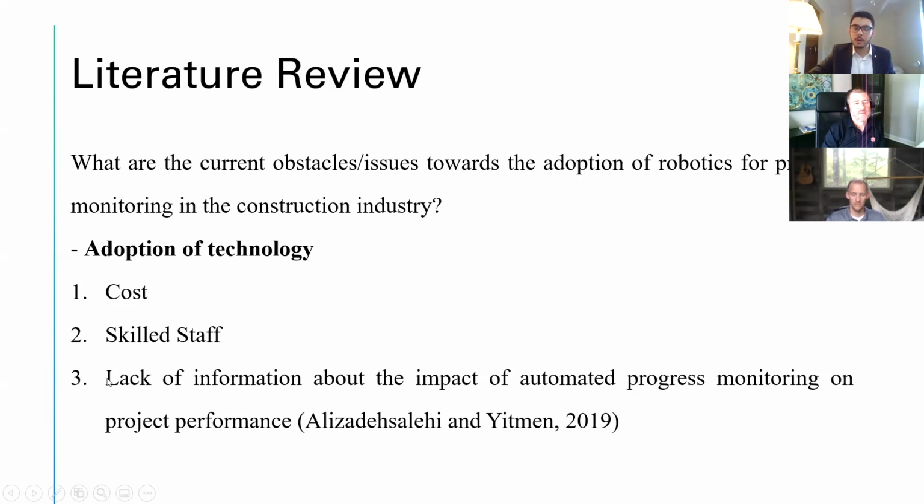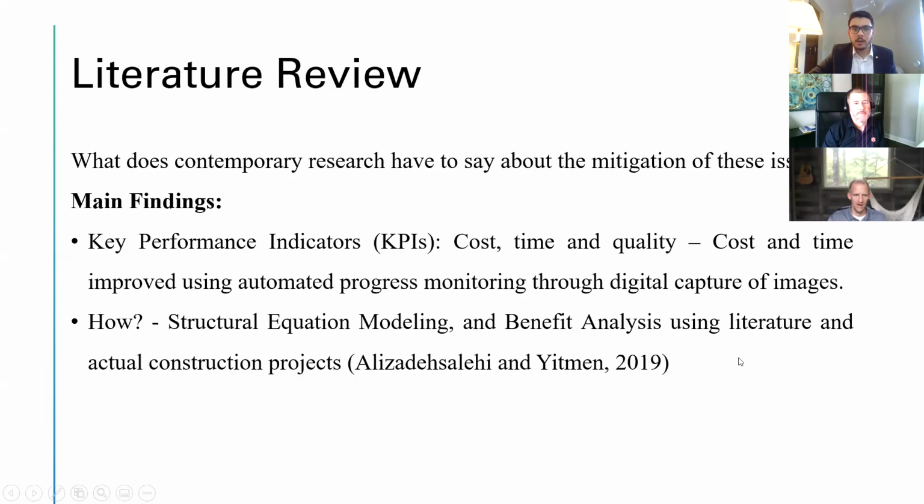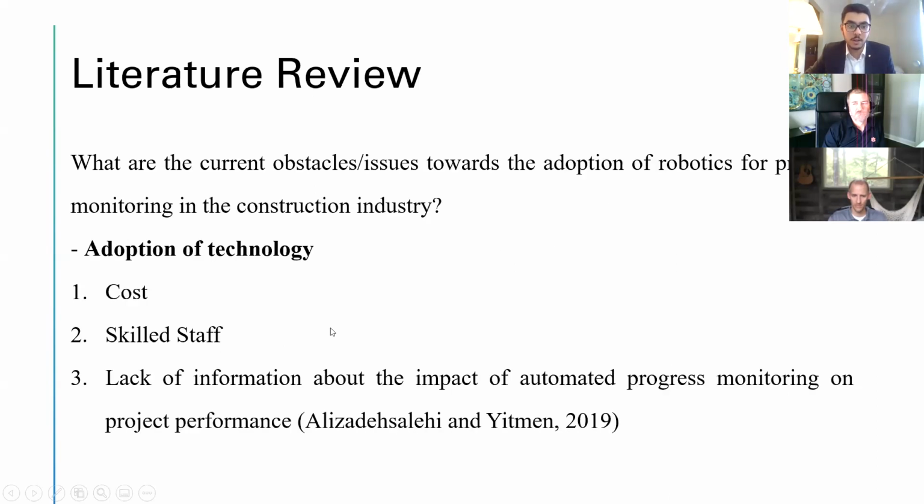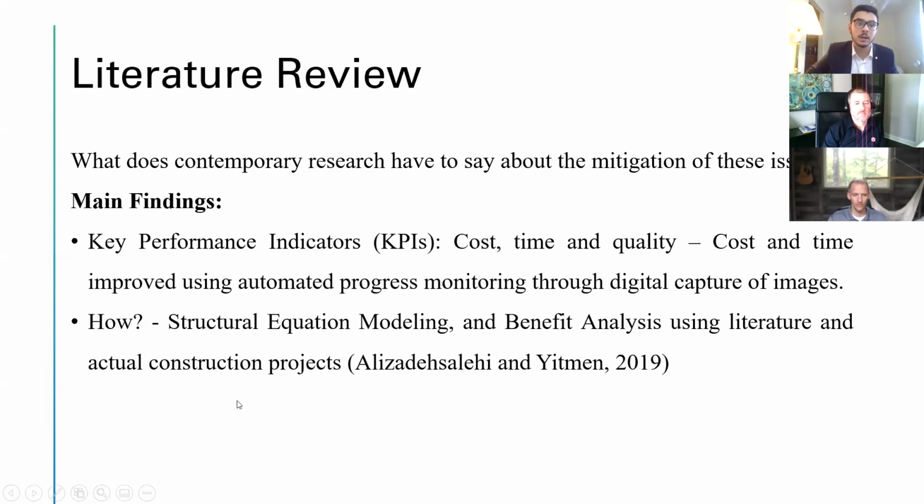And this third point is basically what his research mostly worked on. To understand what his research came up with, or how he talked about mitigation of these three issues, he mainly dealt with the third issue, which is a lack of information. His main findings dealt with three key performance indicators: cost, time, and quality of construction. The conclusion of his research was that cost and time were improved using automated progress monitoring through digital capture of images.